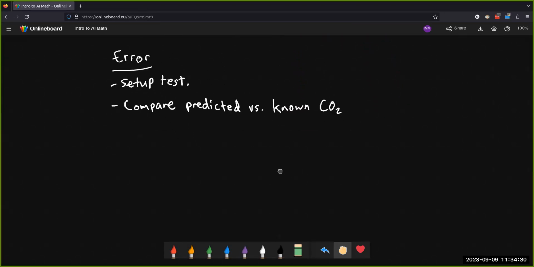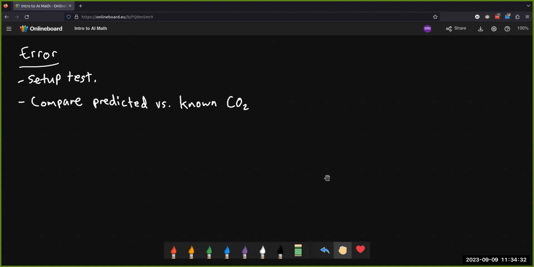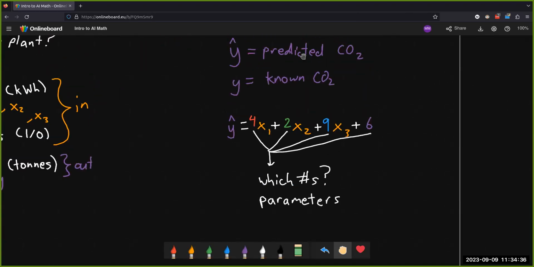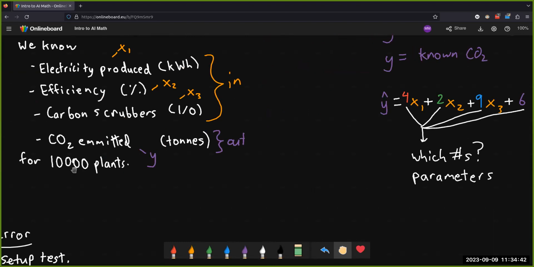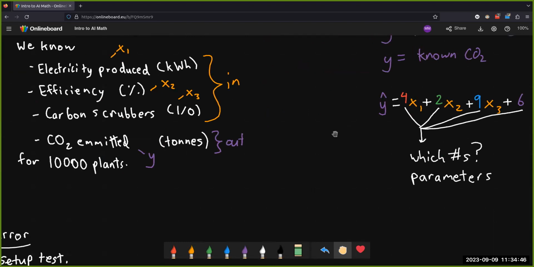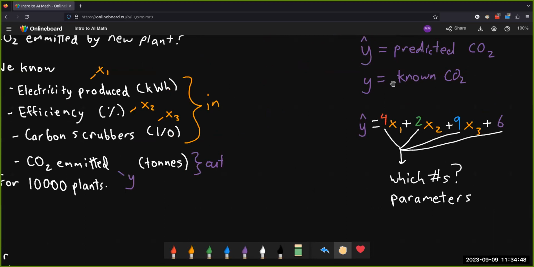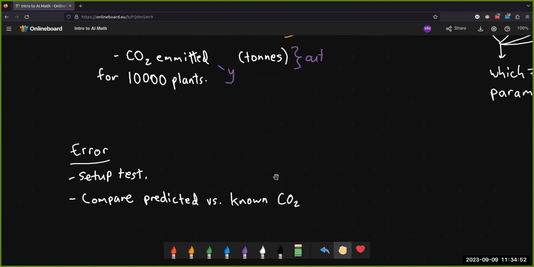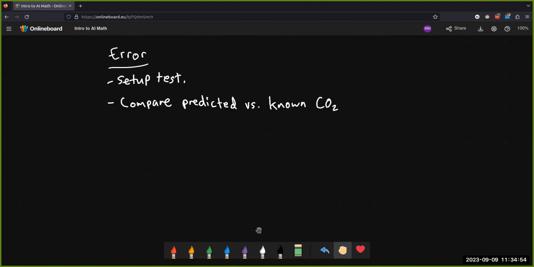And if you think about what an ideal test would be, well, we have the AI algorithm predicting CO2 values. We know what the proper CO2 value should be for these 10,000 plants. We just have to compare, are these two the same? Because if they are the same, then the AI algorithm is doing a good job. If they're not, then the AI algorithm isn't predicting what we want.